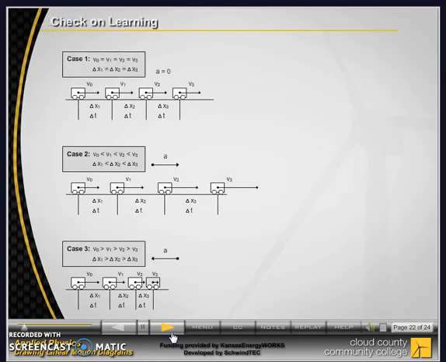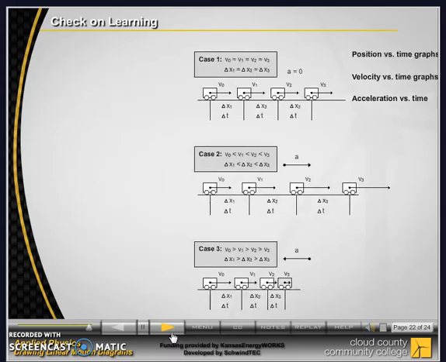The image on the left shows a standard set of motion diagrams. Can you match the motion diagram with the appropriate position versus time graphs, velocity versus time graphs, and acceleration versus time?